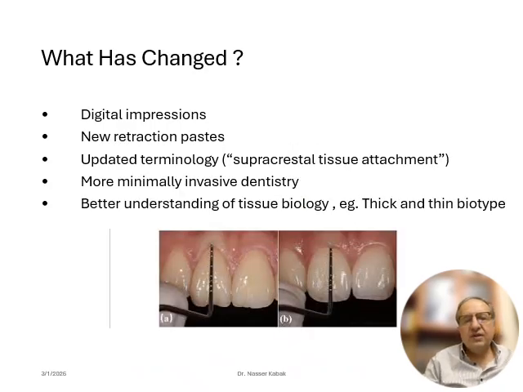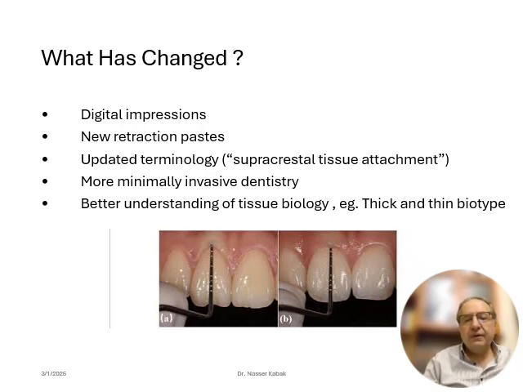What has changed in recent years? Well, the introduction of digital impressions and digital scanners. Also, retraction pastes will substitute in some areas for retraction cords. Some terminology has changed. For example, supracrestal tissue attachment has replaced the biologic width. And of course, minimally invasive dentistry and biomimetic dentistry are also a new school of thought in dentistry.